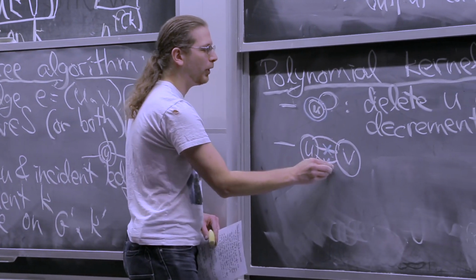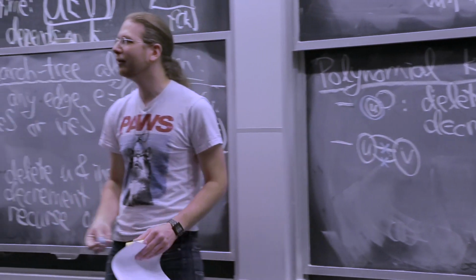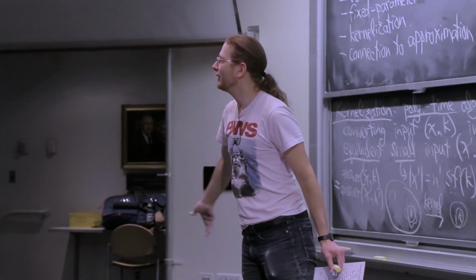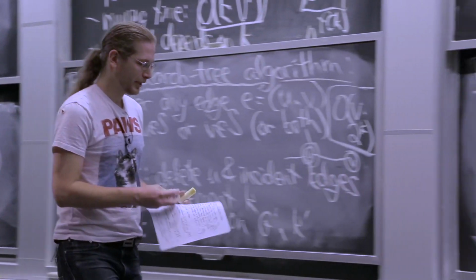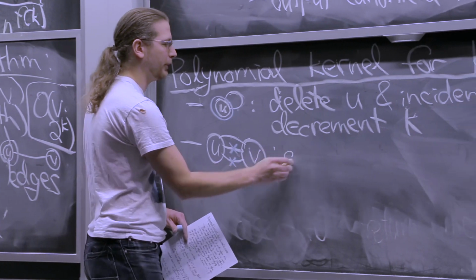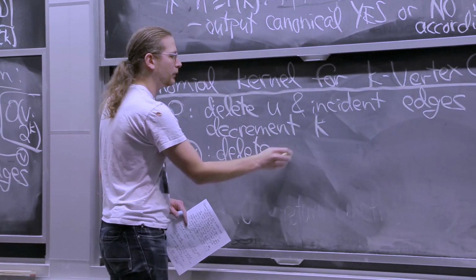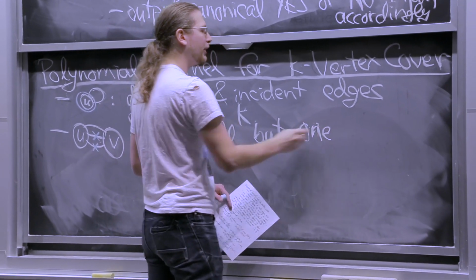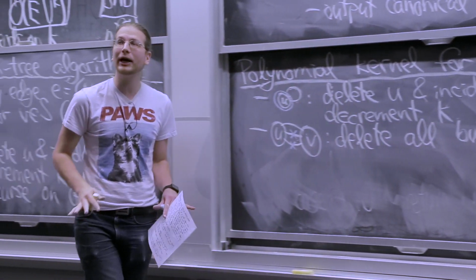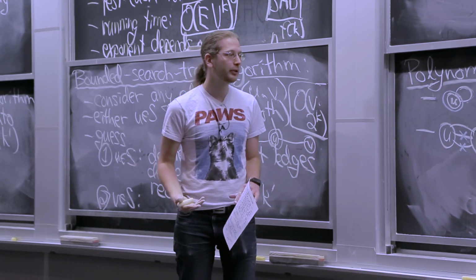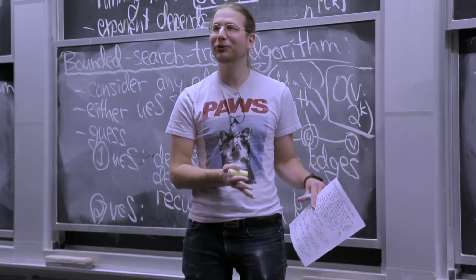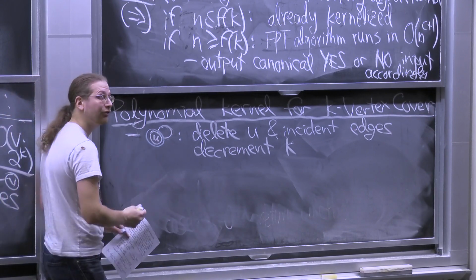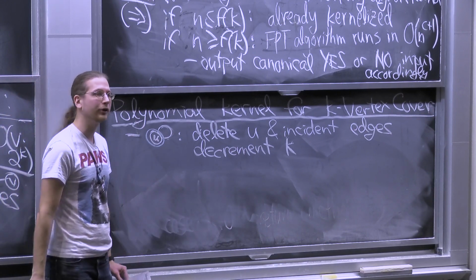So what I can do in this case is say, OK, u is in the vertex cover, and then delete u and its incident edges. And then we have to decrement k. OK? Cool. Feels familiar. But in this case, there's no guessing. We just know u must be in the cover.